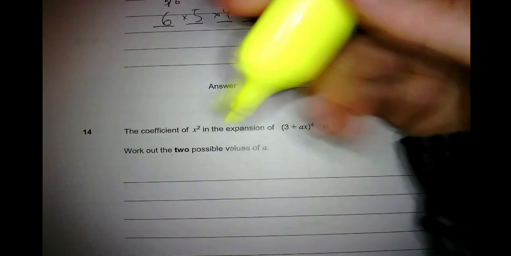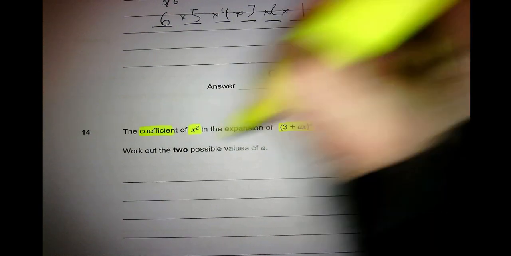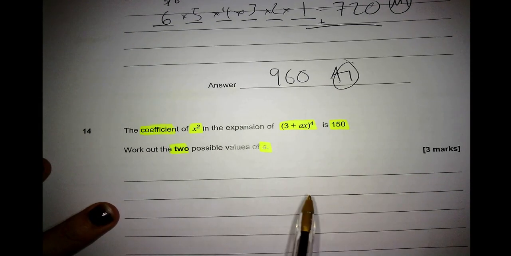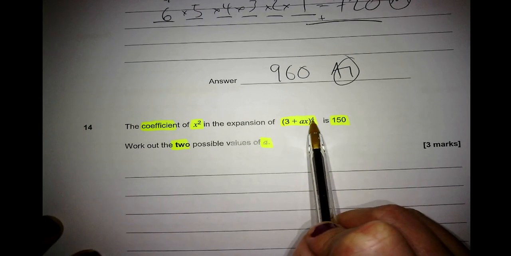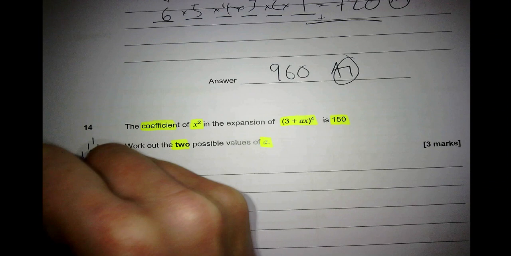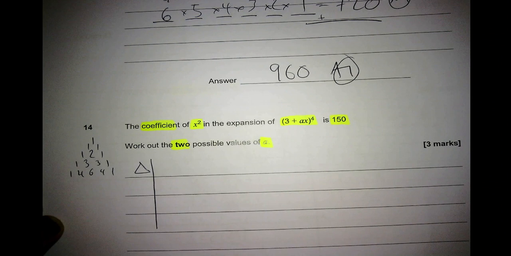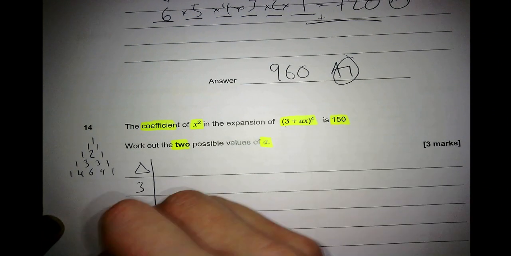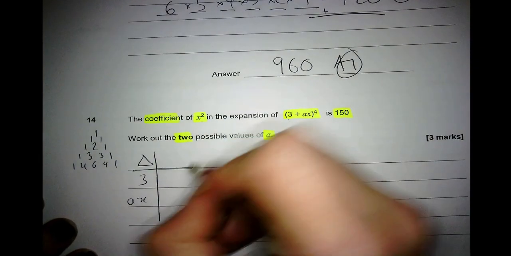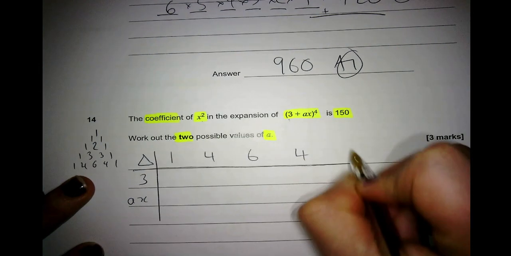14. The coefficient of x squared in the expansion of this is 150. Work out the 2 possible values of a. This is a binomial expansion or Pascal's triangle question, so I'm going to go up to the 4th row of Pascal's triangle. So 1, 1, 1, 1, 2, 1, 1, 3, 3, 1, 1, 4, 6, 4, 1. And set up my table: my Pascal's triangle number, my 3, and my ax. I just need to do the x squared, so I'm not going to fill in my whole table, but I'm going to start with my Pascal's triangle number 1, 4, 6, 4, 1.